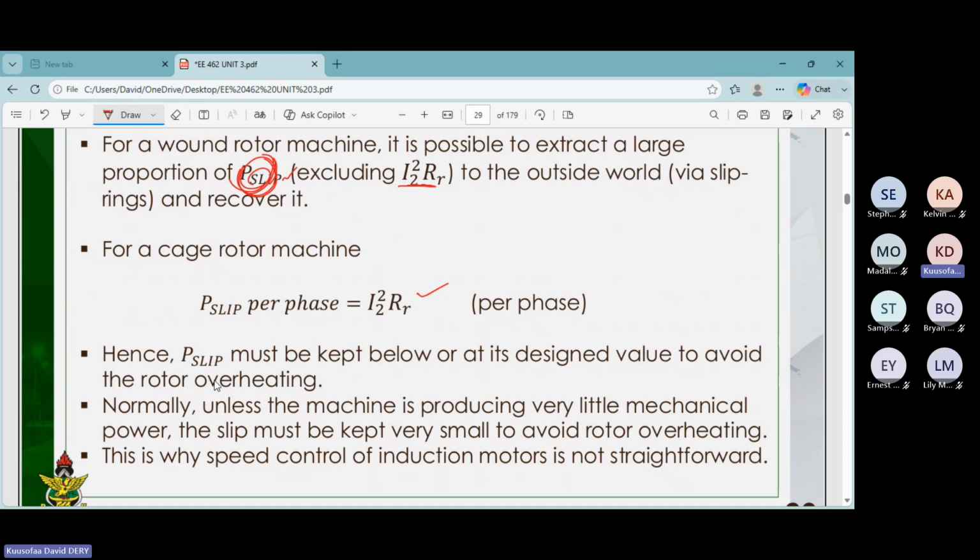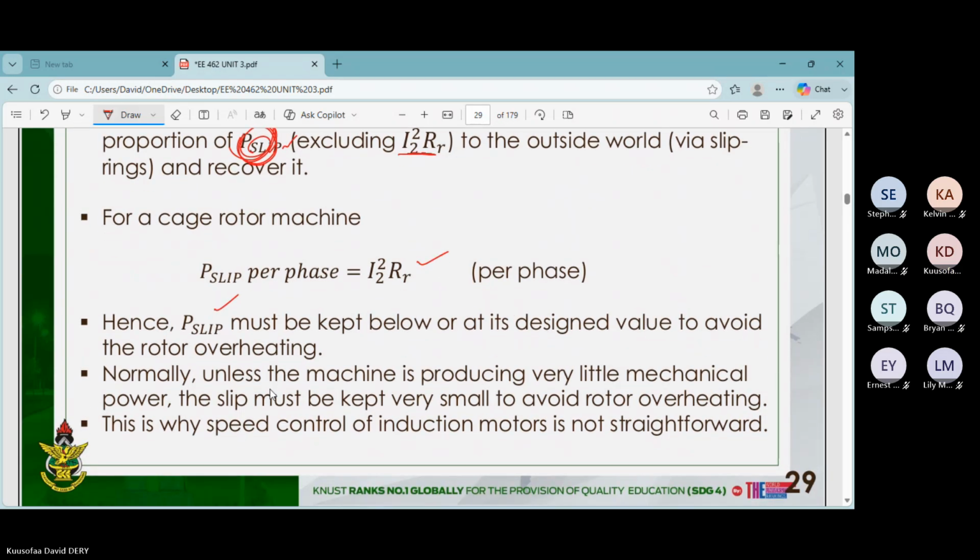So the P slip must be kept below or at its designed value to avoid the rotor overheating, because this is a loss, so it causes heating. So you have to ensure that it's always below its rated value. So you have to take note of that. Normally, unless the machine is producing very little mechanical power, the slip must be kept very small to avoid the rotor overheating.